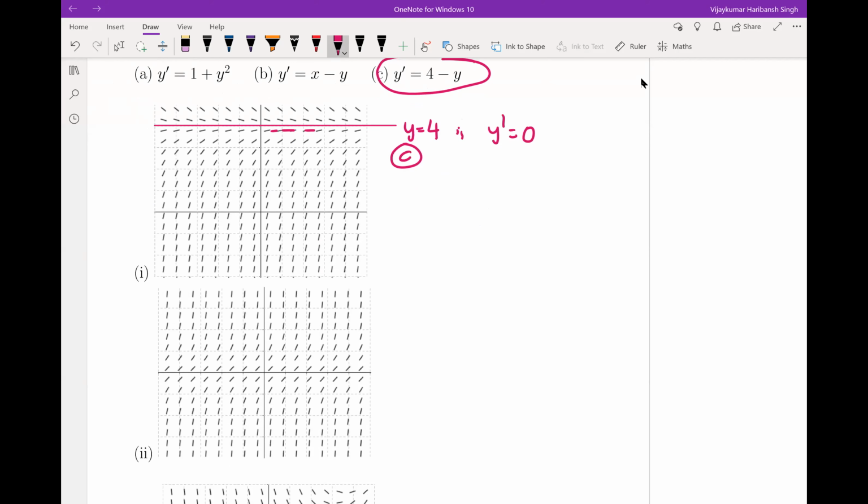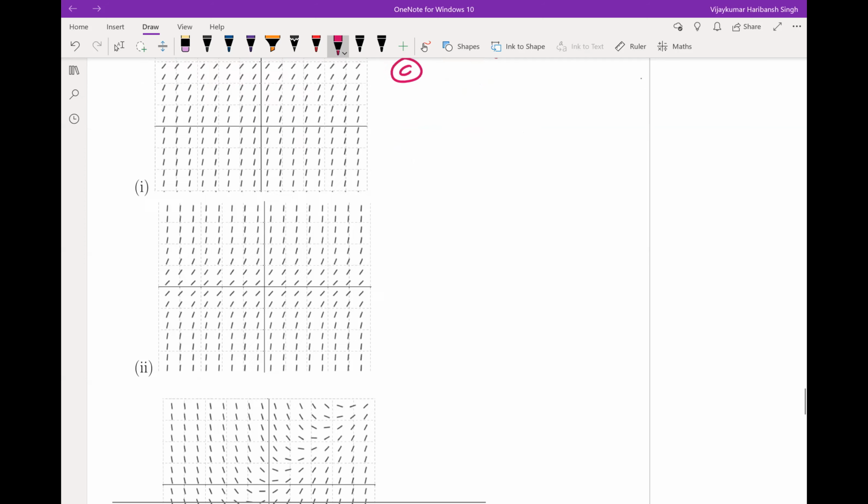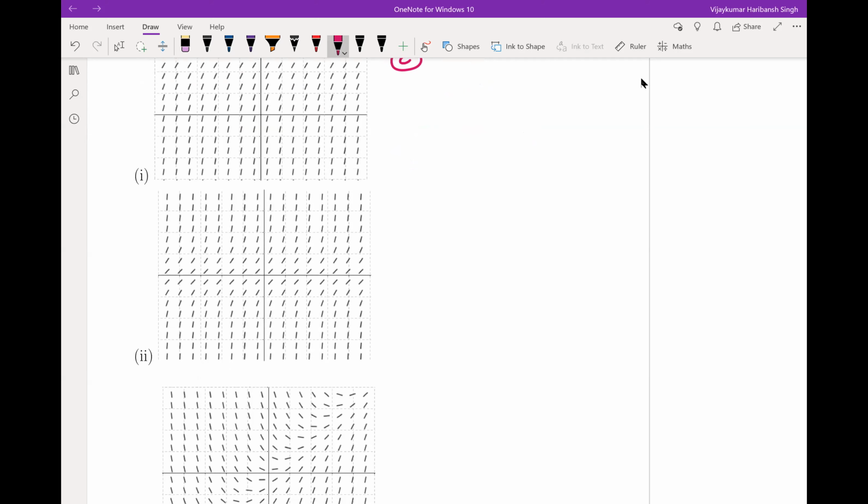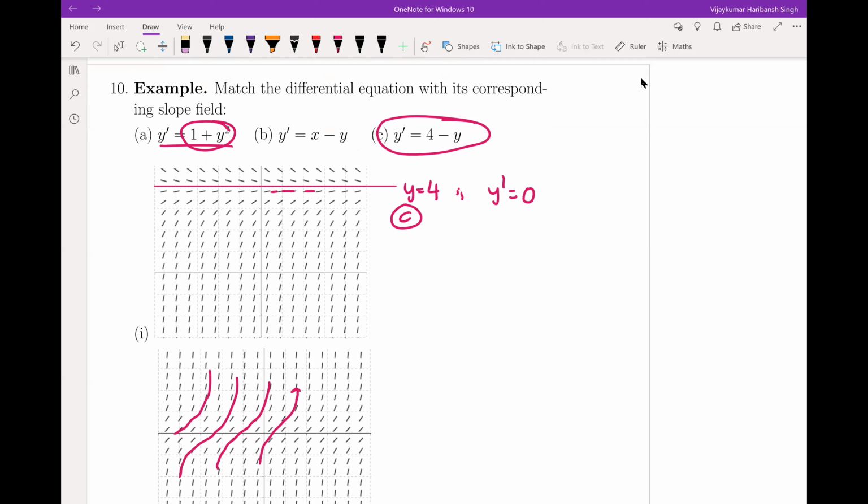Now note that in this case, y prime is 1 plus y squared. That means the derivative is always positive. The function is increasing and y prime never becomes zero. So look at these ones: among these, you see that these are always increasing, and there's no equilibrium. So therefore, if we have to match it, we match it with A.